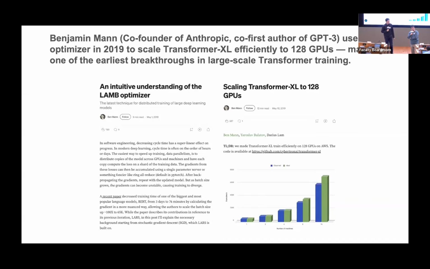Is there any other question? Regarding LAMB, could you give some intuition for why the batch size affects the sharpness of the function?